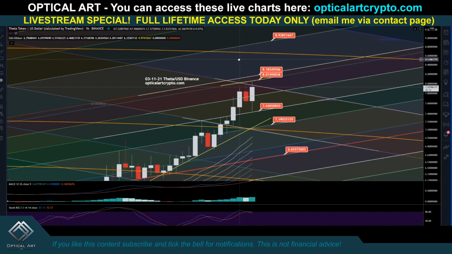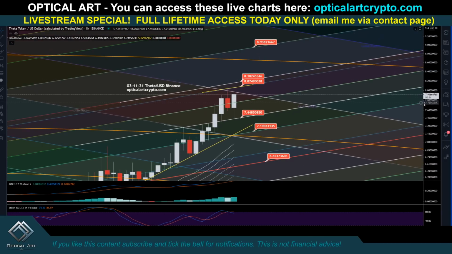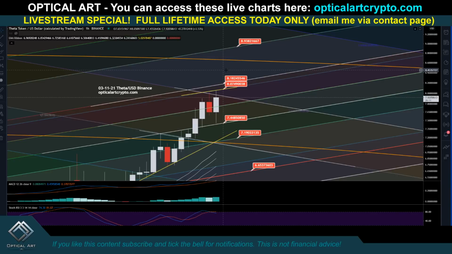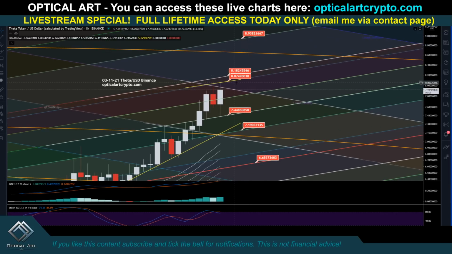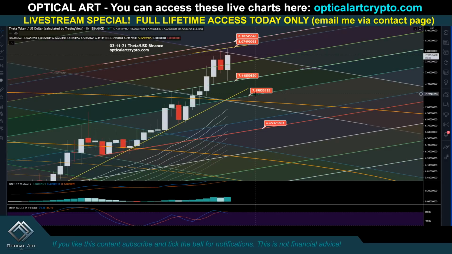But just to show you the accuracy of these charts, write down these support and resistance levels for Theta, so you can see for yourself how accurate this has been. As soon as we get above $8.18, your next target is $8.93. But currently, your resistance is $8.07. Your support is $7.44. Your next support is $7.19, and then your support below is $6.65.